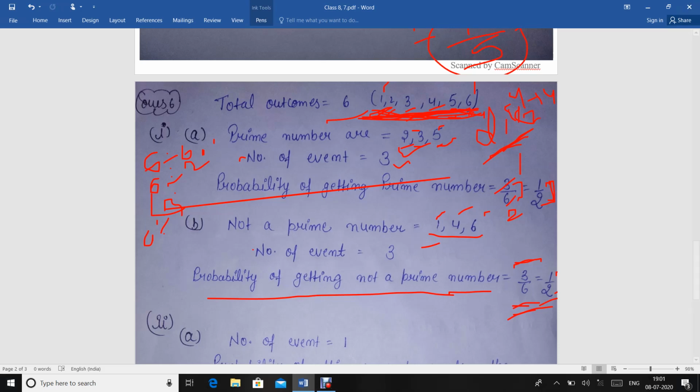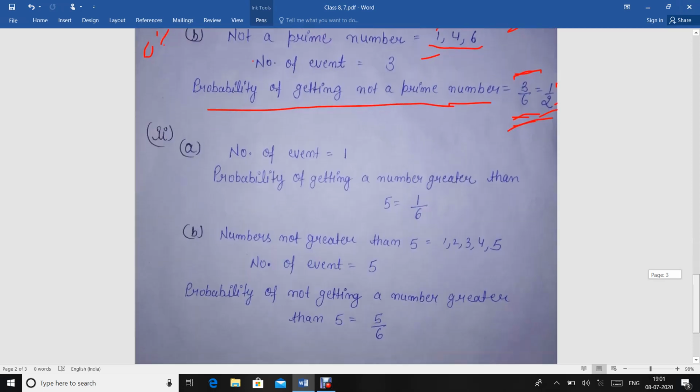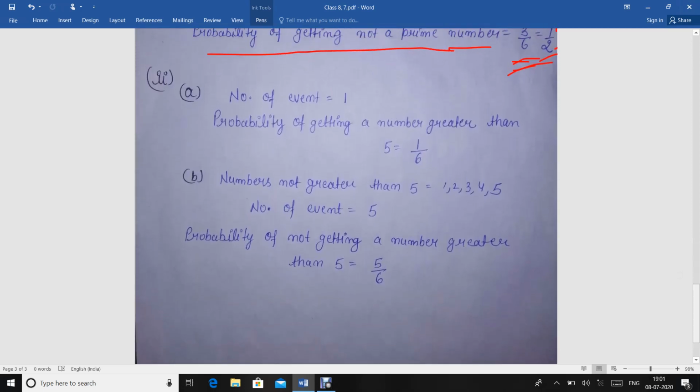The next part is saying probability of getting a number greater than 5. See, you have 1, 2, 3, 4, 5 and 6. Now you have to find the numbers that are greater than 5. You can see that there is only one number that is greater than 5, and that is 6. So 6 is the only number which is greater than 5.